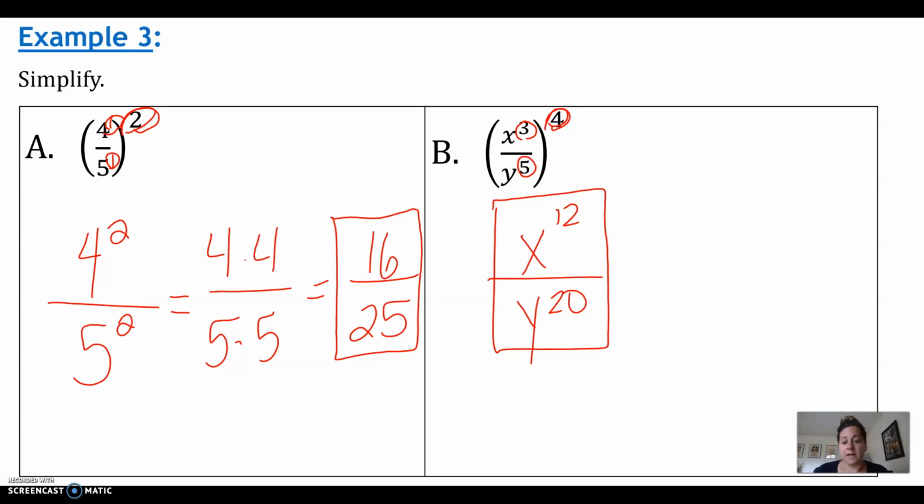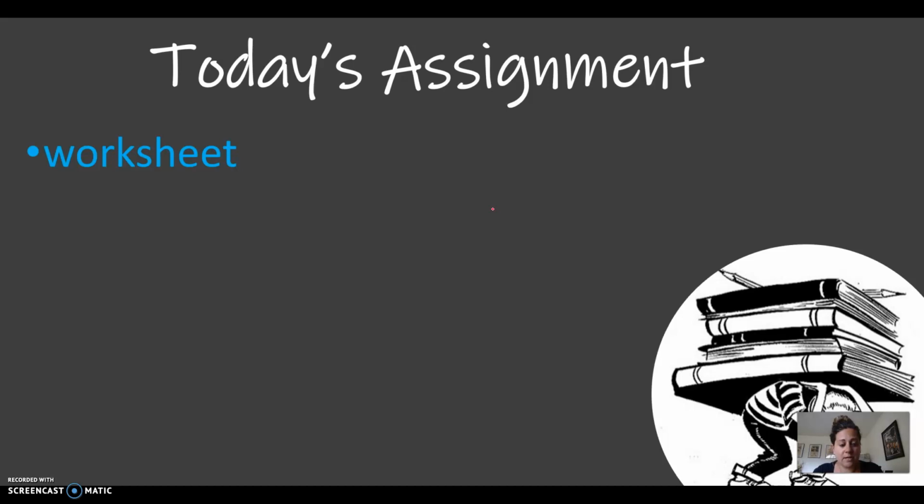So as you can see, I've added 3 more properties to your already 3 properties. So I do believe it makes a total of 6 properties. So tomorrow and the next day, we're going to be reviewing all these properties. So hopefully you have mastered them individually. And I believe that your assignment is a worksheet. So I will see you boys next time.